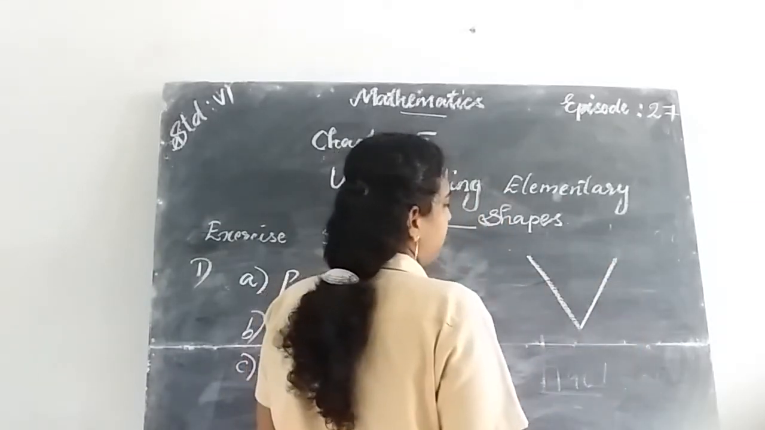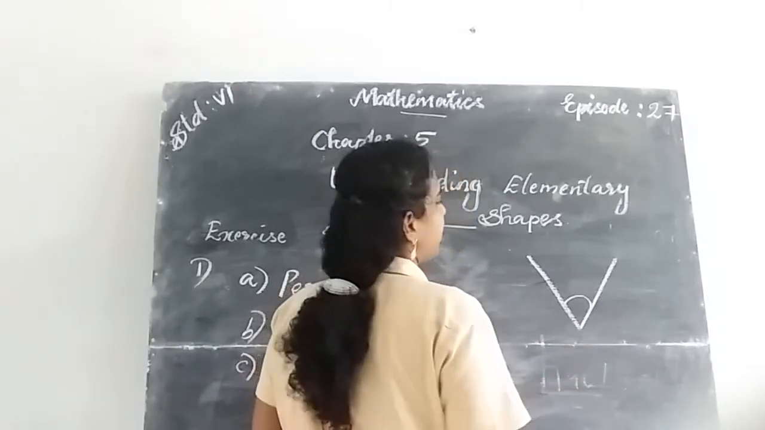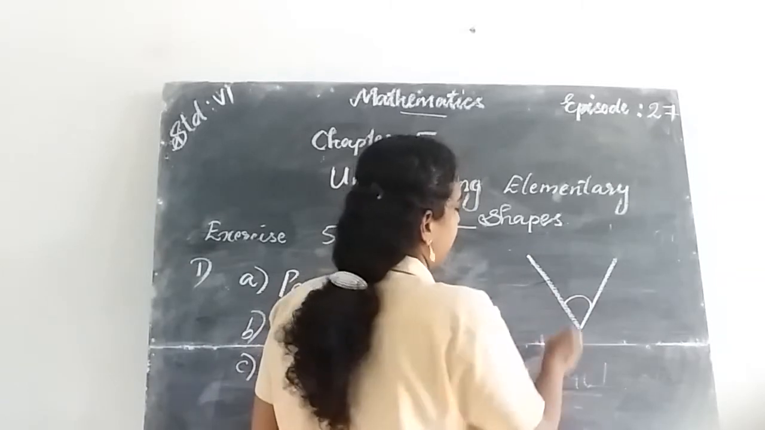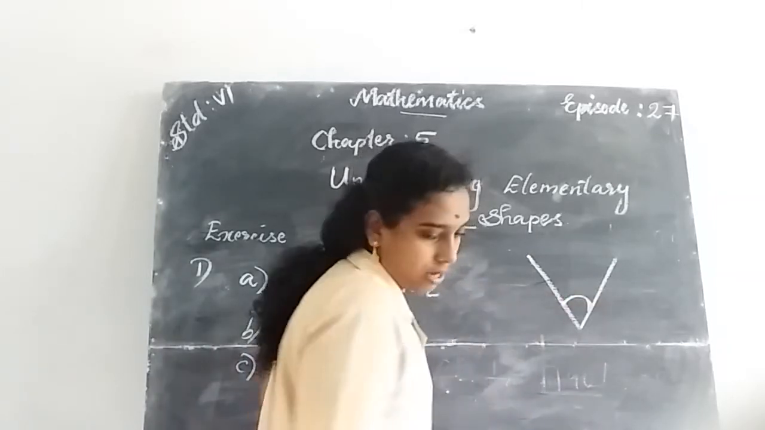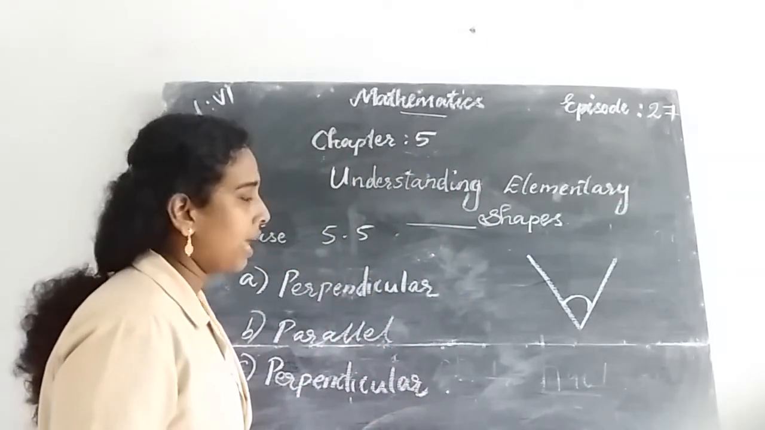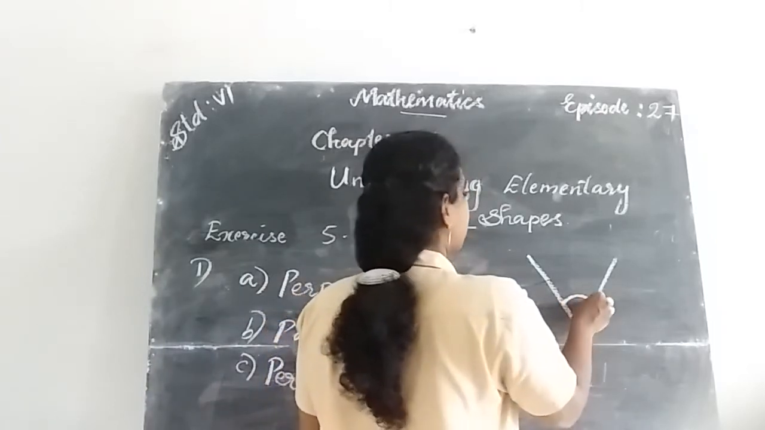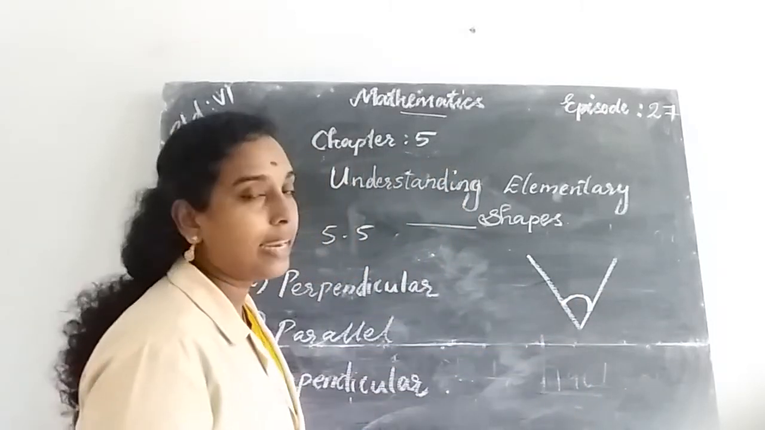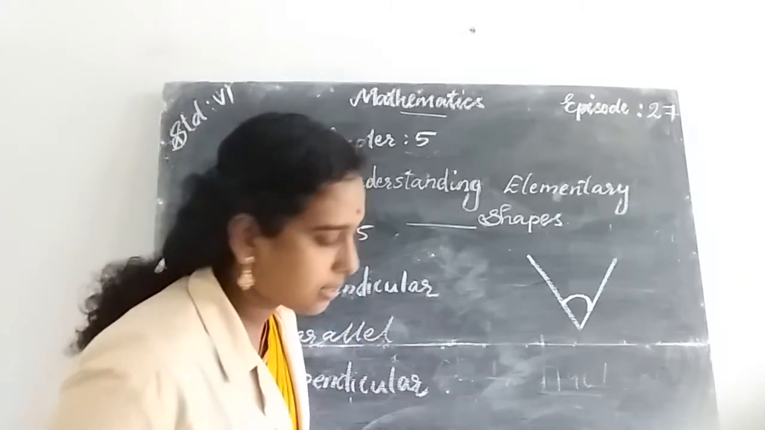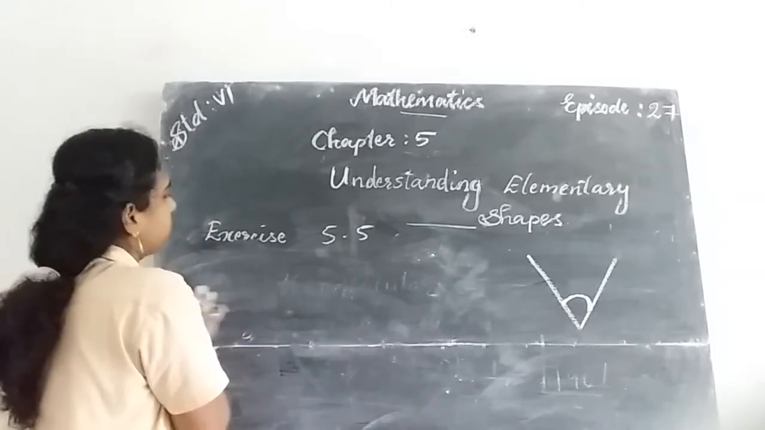Here the letter V does not measure 90 degrees, and it is not a parallel line because the lines meet together. So it's not a perpendicular line and it's not a parallel line. It is an inclined line forming an acute angle. Acute angle means an angle less than 90 degrees. So it's an inclined line forming an acute angle. Okay, so these are the answers to our first question in exercise 5.5.